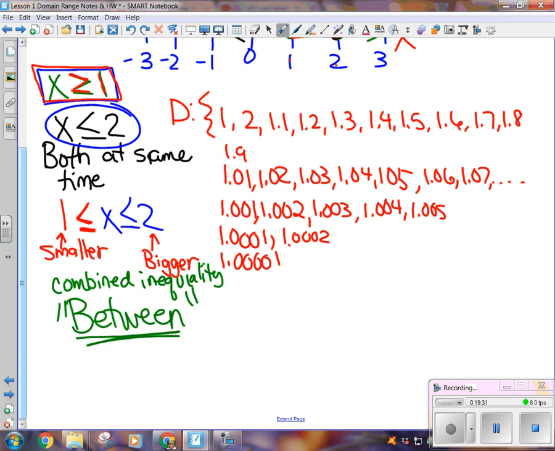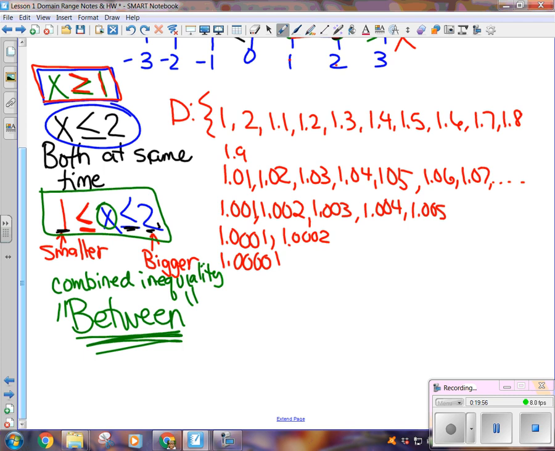This is my favorite inequality to write in all of Math 2, and you're going to write it several times. That's called between. This says all of my x's are between 1 and equal to 1, and 2 and equal to 2. Between. It's basically taking two inequalities and putting them together.